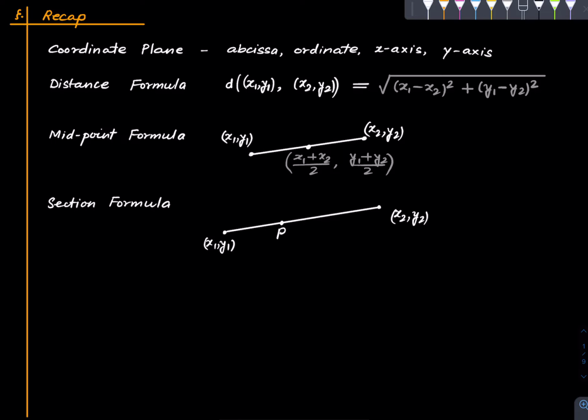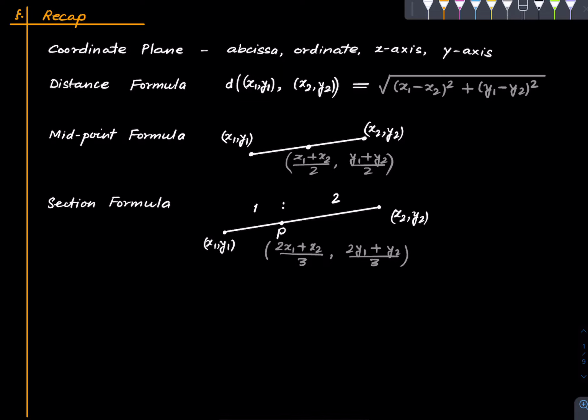And a generalization of the midpoint formula was the section formula. So again, we have 2 points x1, y1 and x2, y2 and a point P in between them. And let's say, just as a special case, this was in the ratio 1:2. Then what are the coordinates of P? The coordinates of P are 2 times x1 plus 1 times x2 divided by 2 plus 1, and 2 times y1 plus 1 times y2 divided by 2 plus 1.